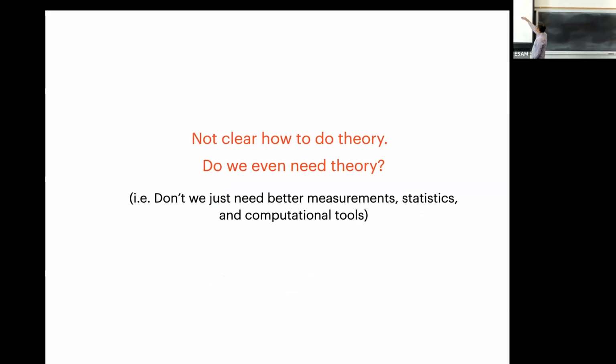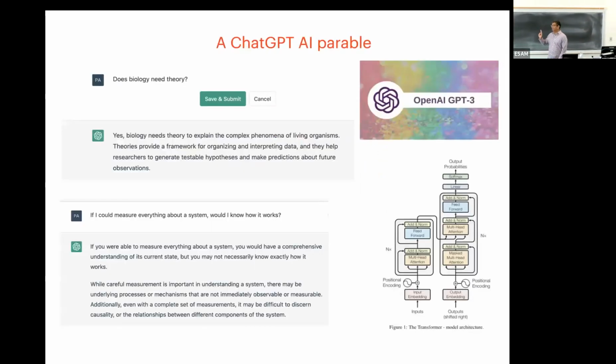And I think implicitly, this is the attitude of most of the field. That what we just need are better measurements, better statistics, and better computational tools, and the understanding will automatically follow. Right? And so, this is the age we live in. We don't have an oracle, but we do have ChatGPT, right? So I asked our modern day oracle, does biology need theory? And the answer was, yes, biology needs theory to explain the complex phenomena of living organisms. It's a very ChatGPT answer. Theories provide a framework for organizing and interpreting data. They help researchers to generate testable hypotheses and make predictions about future observations. Okay. Yeah, so apparently theory can do anything.